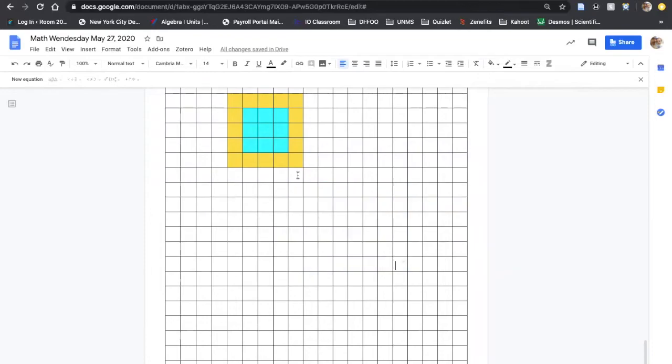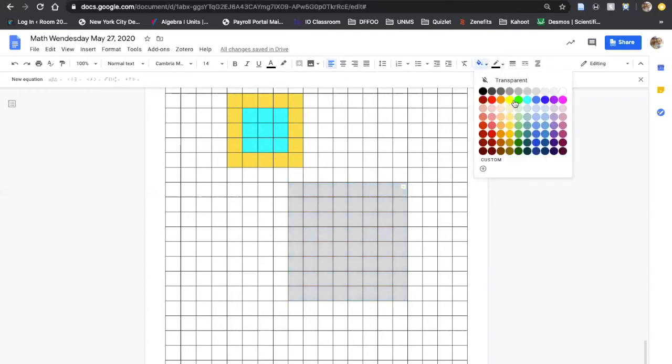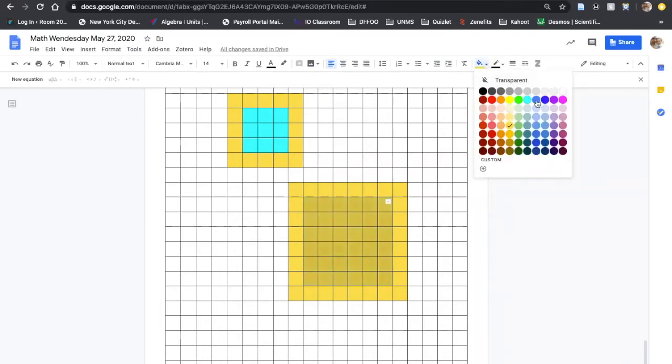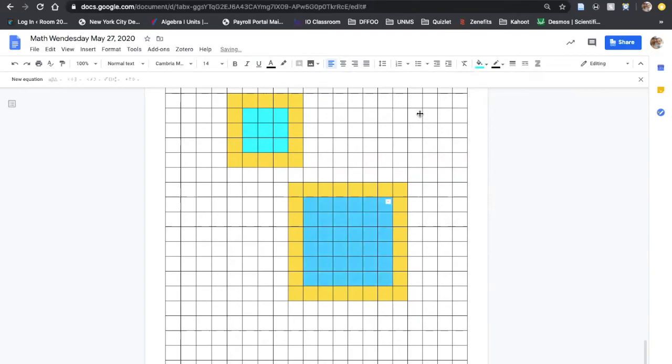I'm just going to highlight a bigger region, make sure it's square. So let's say this one here is 1, 2, 3, 4, 5, 6, 7, 8 by 1, 2, 3, 4, 5, 6, 7, 8. Okay, that's 8 by 8. First, I'm going to color it tan. And then I'm just going to go in 1 to make a square that's just 1 unit smaller. Make that blue. Now I have a different pool.